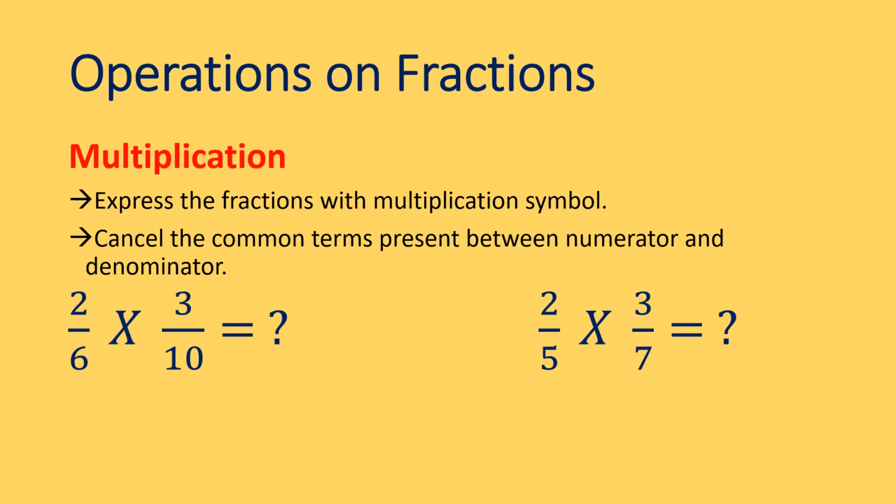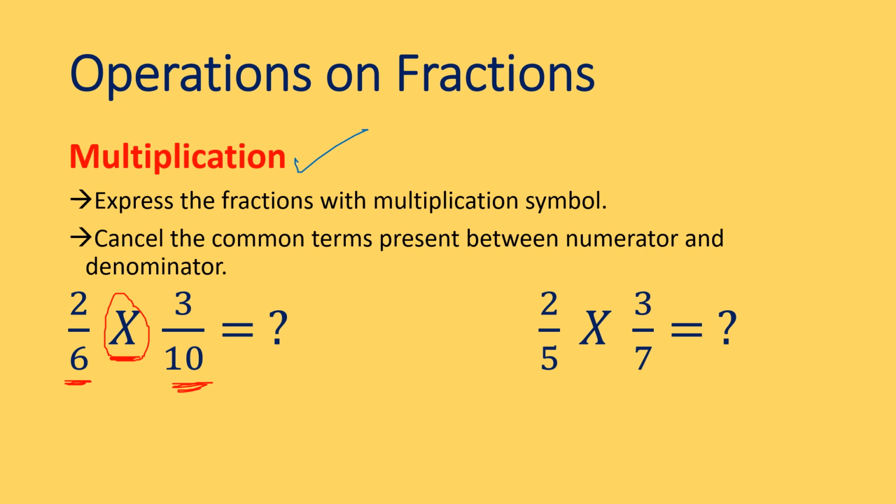Now we are going to see the multiplication operation. So how are we going to do the multiplication operation? See the first point: express the fraction with the multiplication symbol and cancel the common terms present between numerator and denominator. Yes, this is one fraction, this is one fraction. Both fractions need to get multiplied. So first we express the fraction with the multiplication symbol.